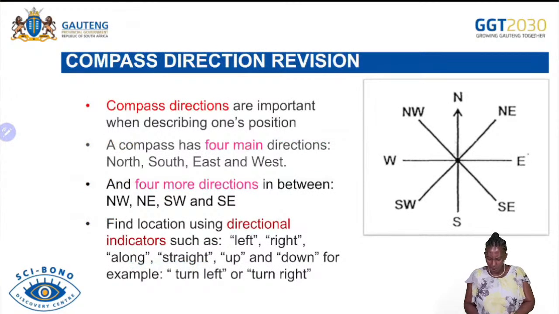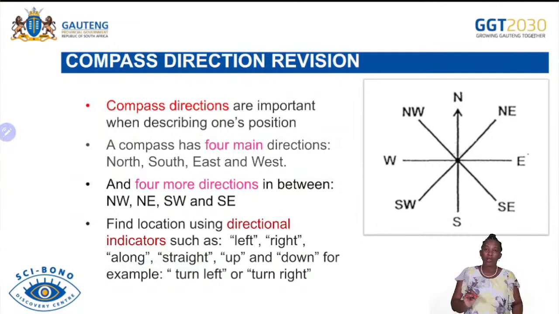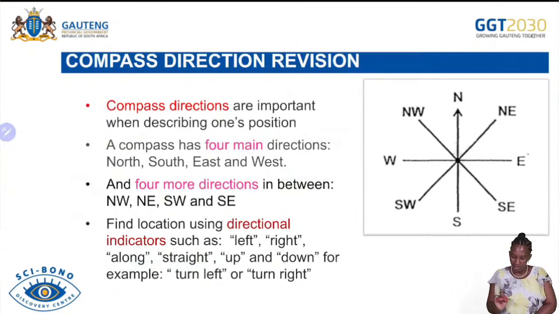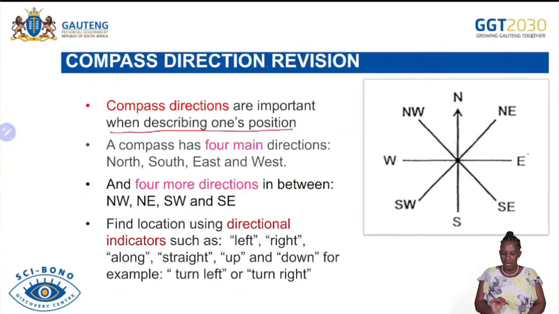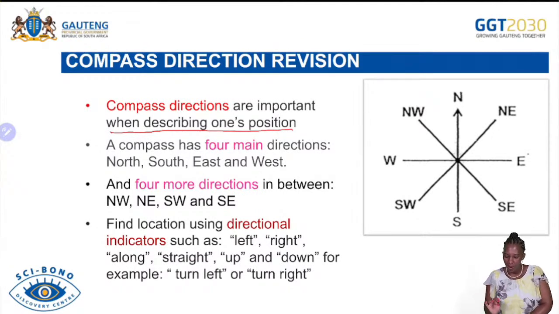Now, boys and girls, let's continue. What do we say? We say a compass direction. Remember, we are talking about a map. What is important again when you talk about maps and plans? The direction. We need to know the direction. What is a compass direction? Compass directions are important when describing one's position, where I am standing.